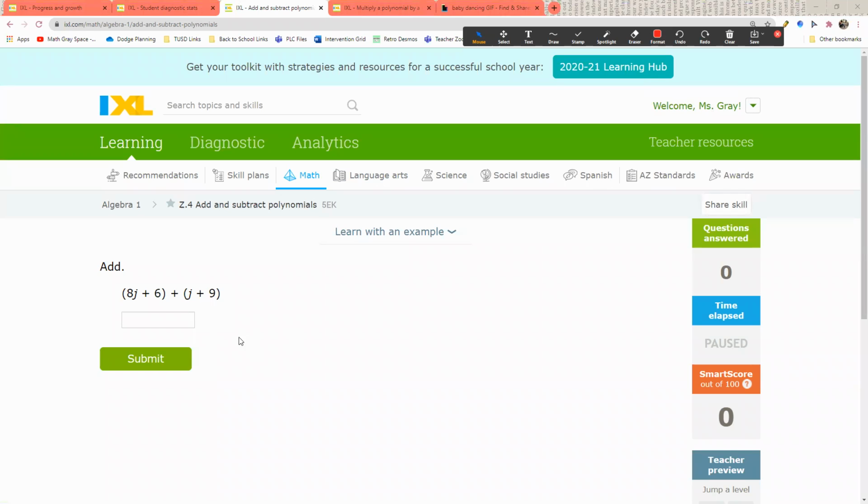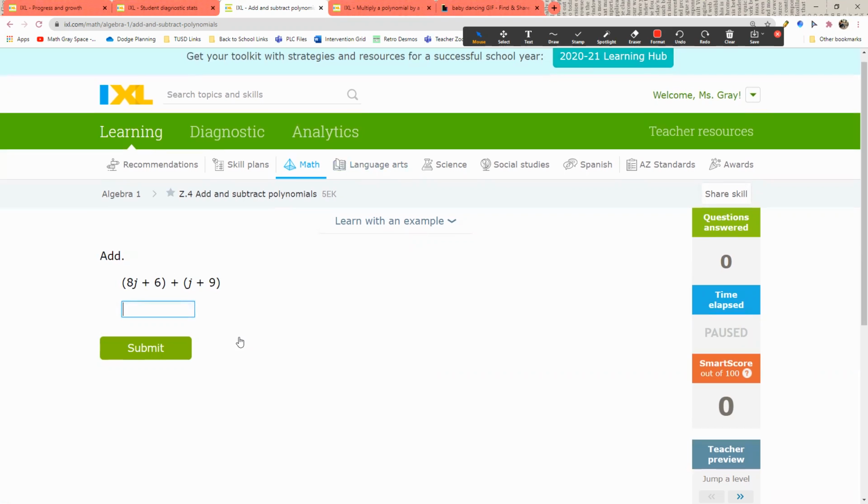Hey guys. Okay, so today we're starting with homework number 1. We're starting with topic 5EK, which if you look at the title next to this is adding and subtracting polynomials, which is actually not new. The only thing that's really new is this vocabulary, polynomials.